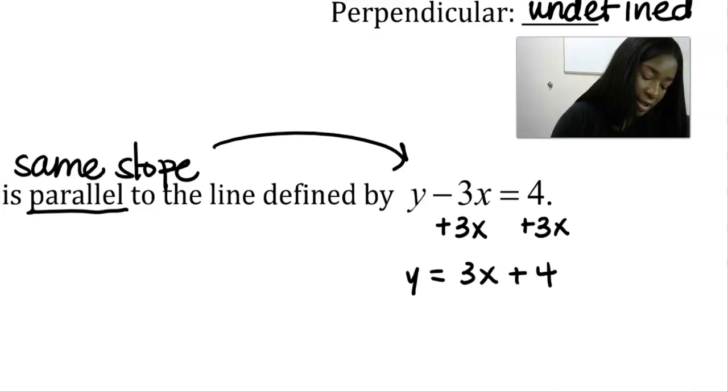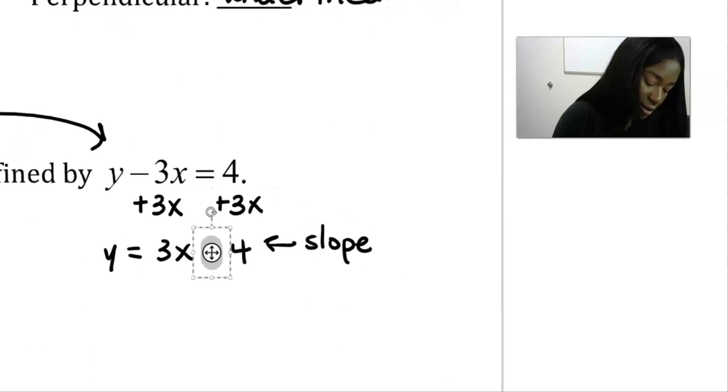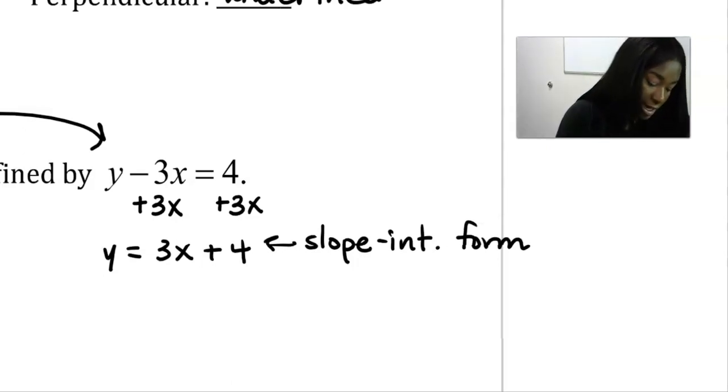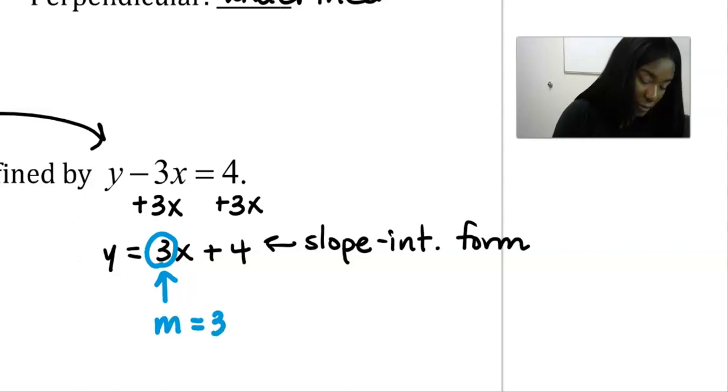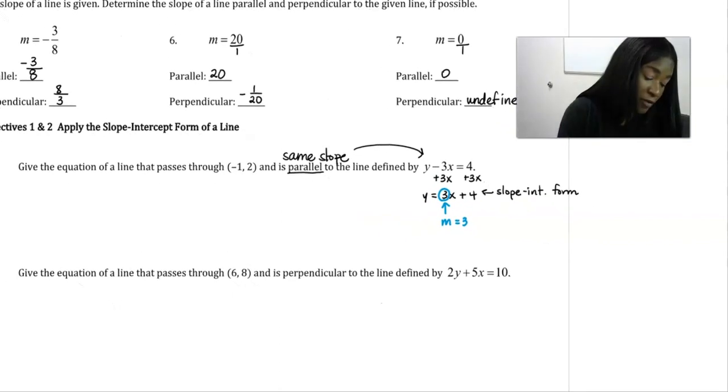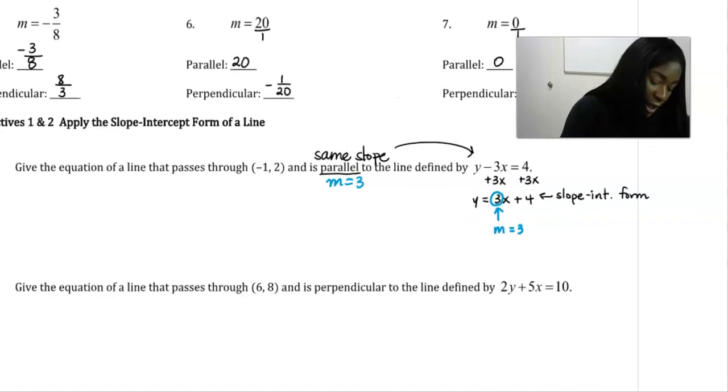And the reason that I did that is because now this line is in slope-intercept form. Because it's in slope-intercept form, I should be able to just look at the line and take the number that's in front of x, and that is my slope of 3. So now I know that the slope of the line they gave me was 3. Because they told me the line was parallel, I'm going to use that same slope. So I want the equation of a line that passes through the point (-1, 2) and has the same slope of 3.